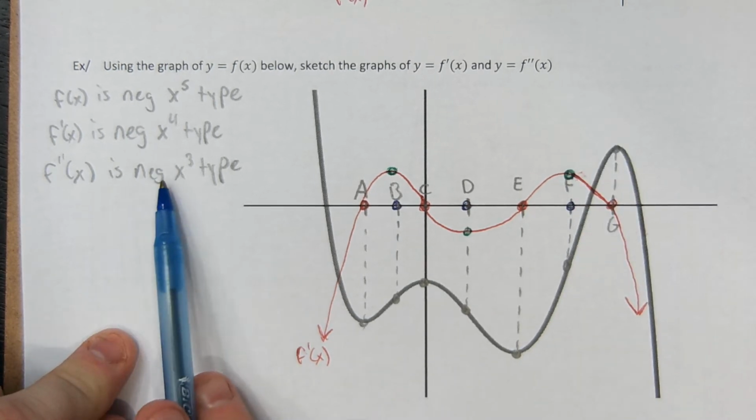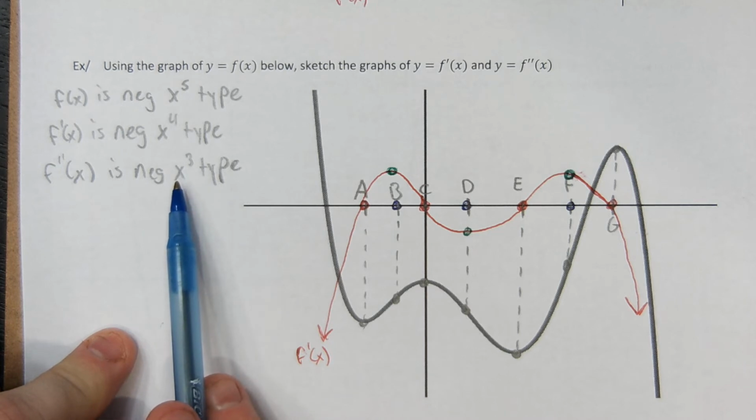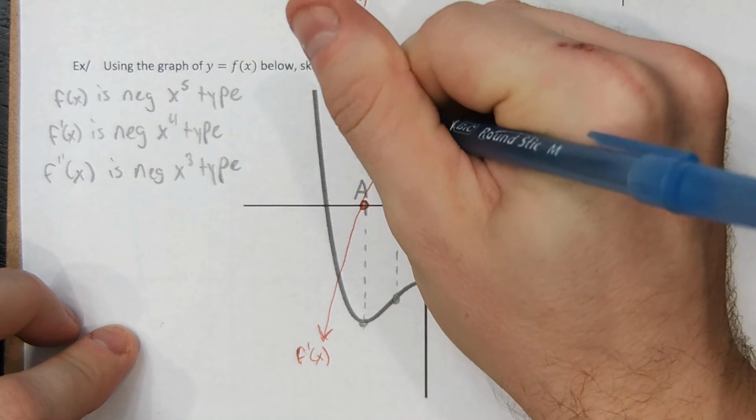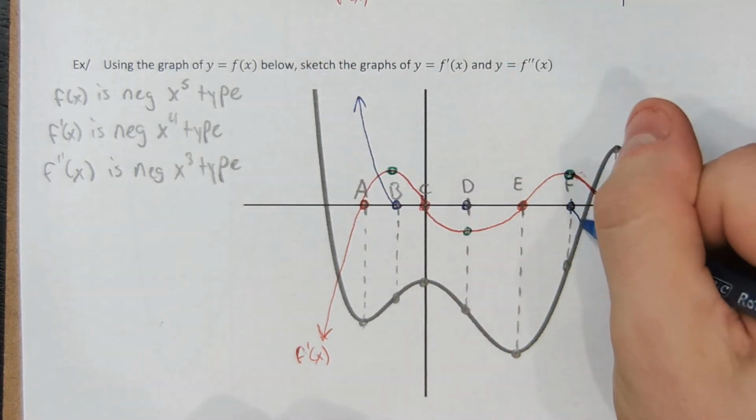And we know that it's a negative cubic. That means left up, right down.